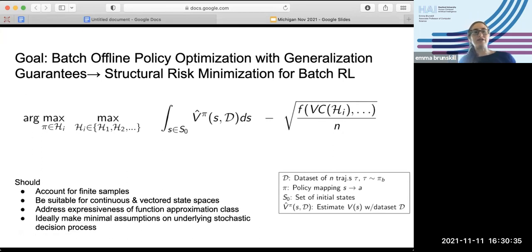I would like these bounds to be able to account for finite samples, be suitable for continuous and vectored state spaces, think about the expressivity, and ideally make minimal assumptions about the underlying stochastic decision process.